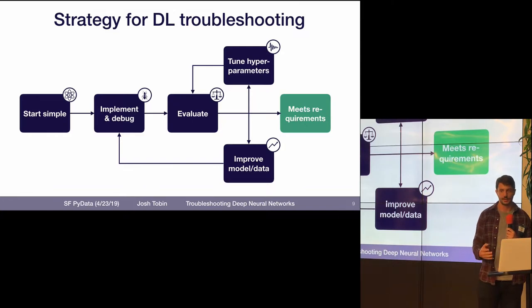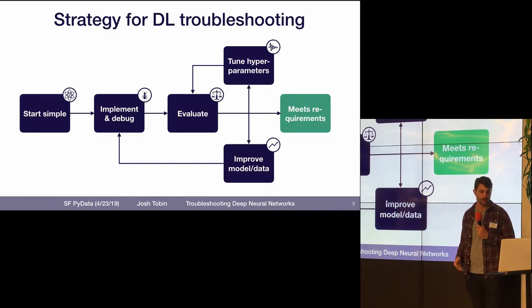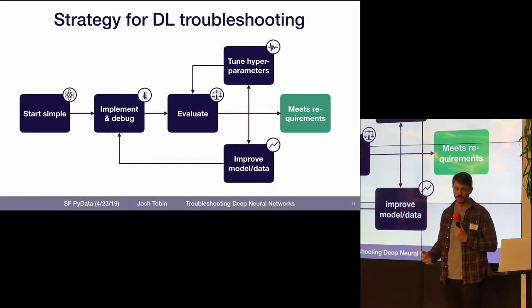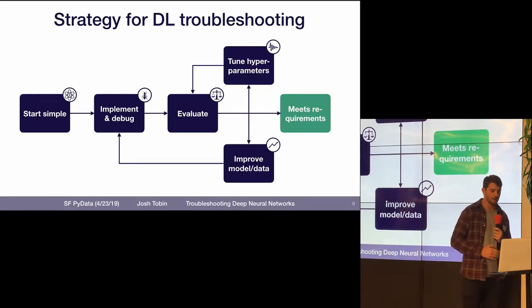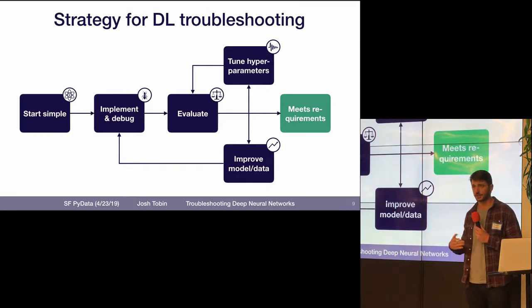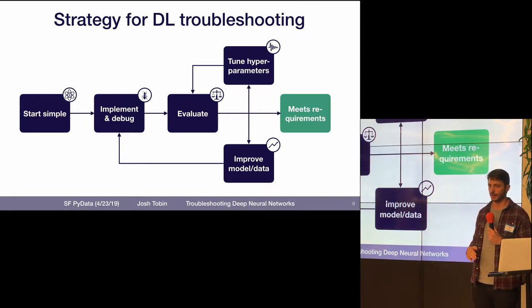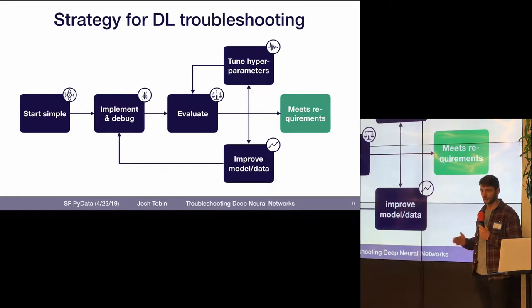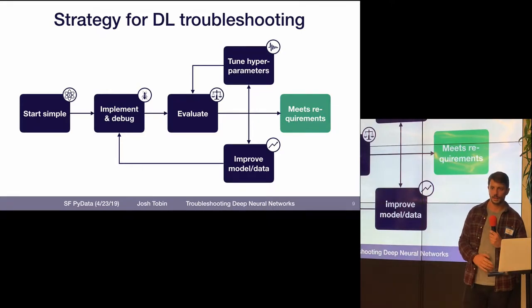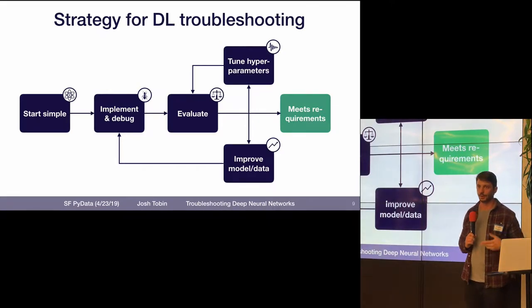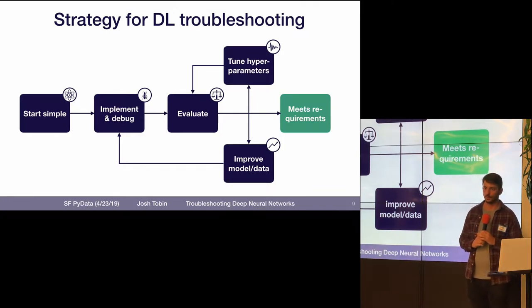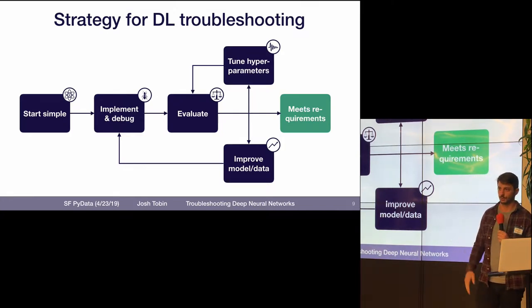And then once you've implemented it and you're reasonably certain that it's bug-free, then you evaluate it, meaning you look at the performance on your validation set, let's say. And from there you make a decision. And that decision comes down to, you know, are you overfitting or are you underfitting or something else? And then from there you can make a decision about what to do next. And you know, the most common things that you might do are improve your data set, improve your model, or tune your hyperparameters. You know, if it's good enough, you might just be done. And so I'm gonna walk through each of these steps.